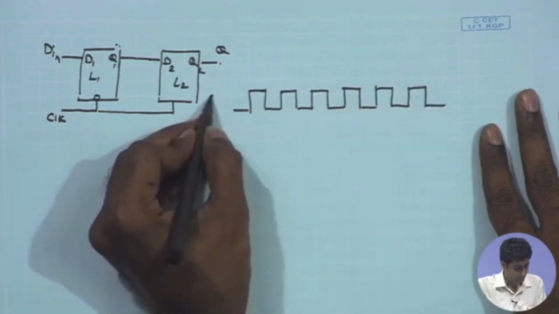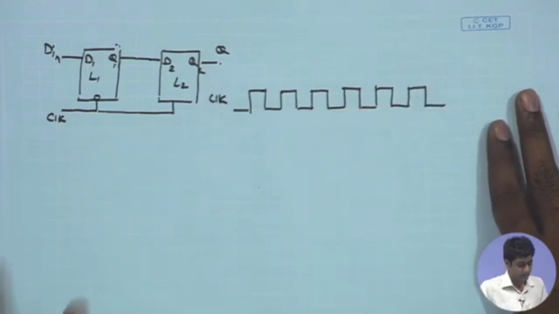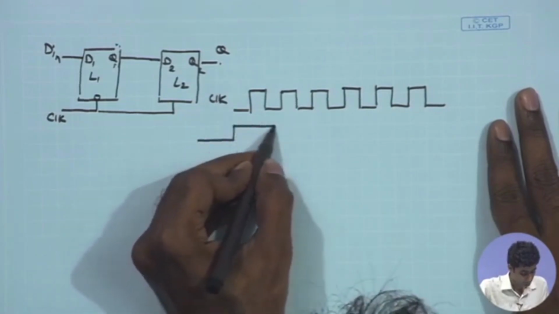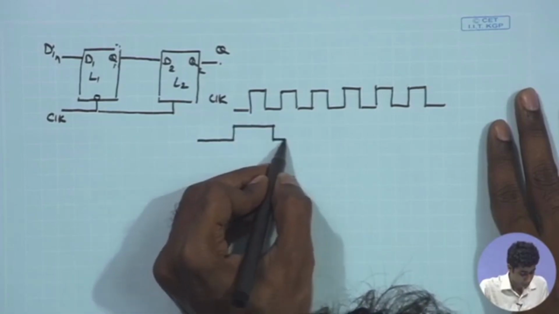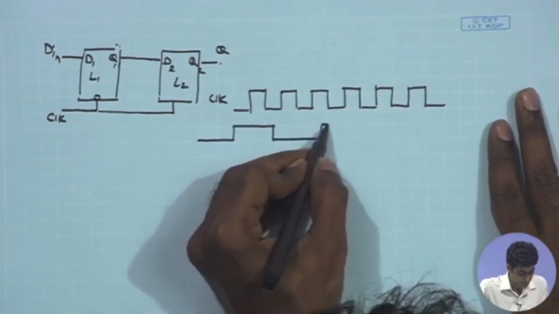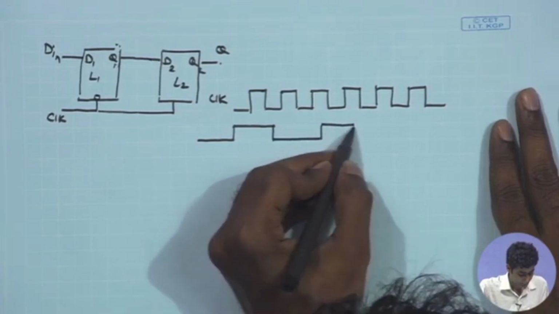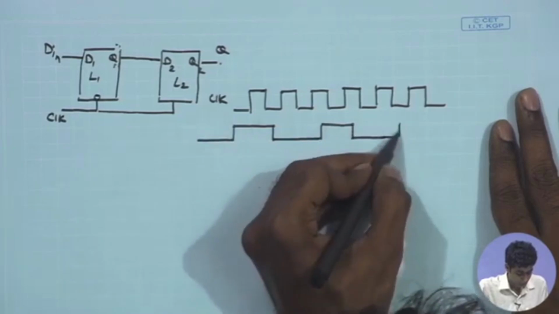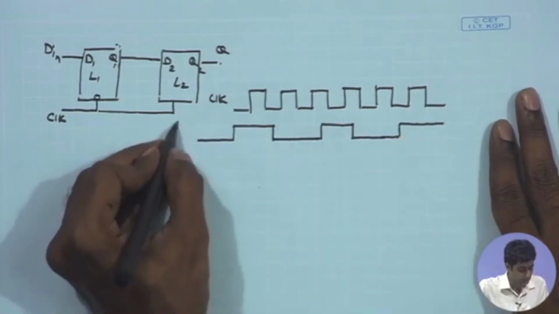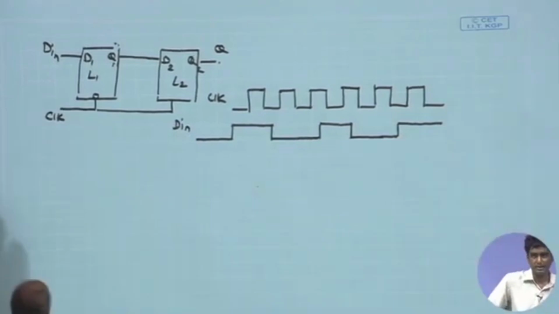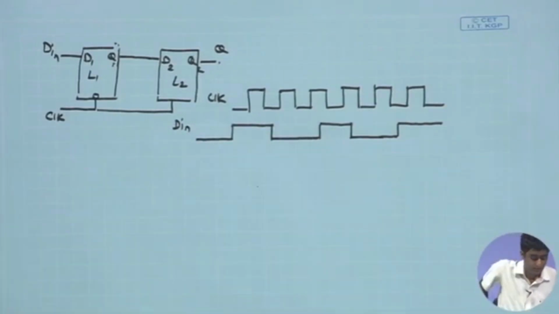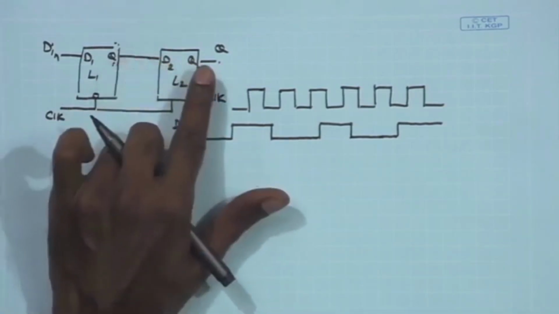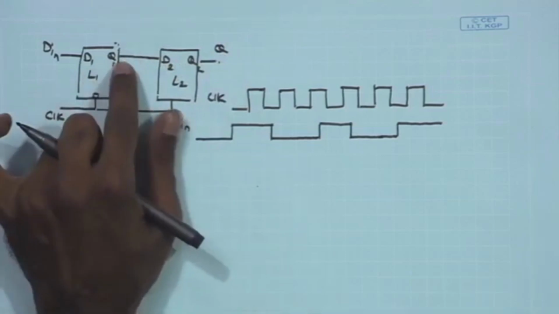This is my clock, and suppose I have some random data. It may be making transition at arbitrary places. So, this is your D in, which is coming from some previous stage, and it can make transition anywhere. And then I need to look at the waveforms of Q1 and Q2, which is our final output. So, how does the Q1 change?